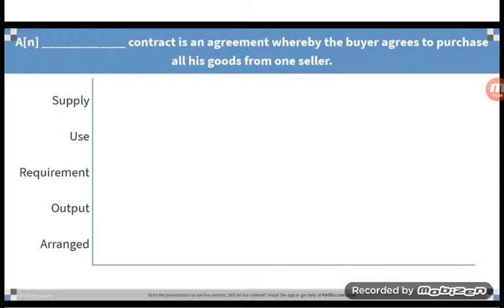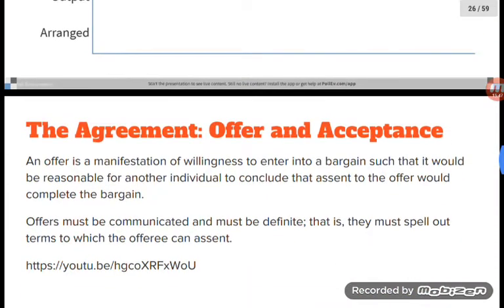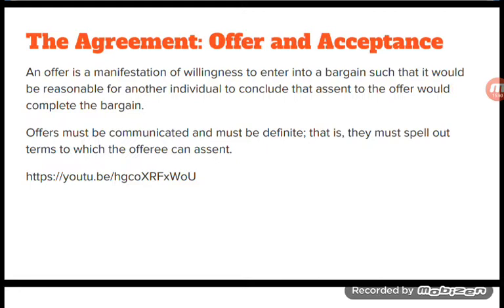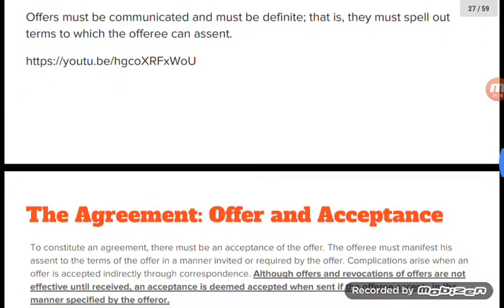One set of particular terminology that I relate to the UCC style of contract is the output contract agreement, whereby a buyer agrees to purchase all his goods from one seller. The agreement, offer and acceptance. It is critical to know that offers must be communicated and must be definite. That is, they must spell out the terms to which the offeree can assent. It must be a manifested willingness to enter into a bargain.